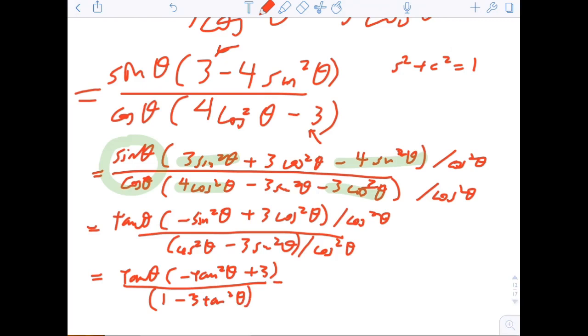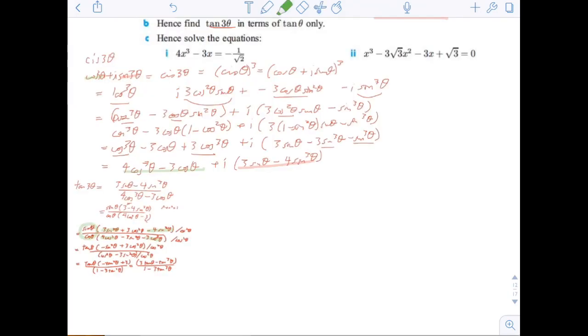And then we can distribute. So we'll get 3 times tangent theta minus tangent cubed theta on top, and on the bottom we'll have 1 minus 3 tangent squared theta. So, to solve these equations, 4x cubed minus 3x, doesn't that look a lot like this real part for that?